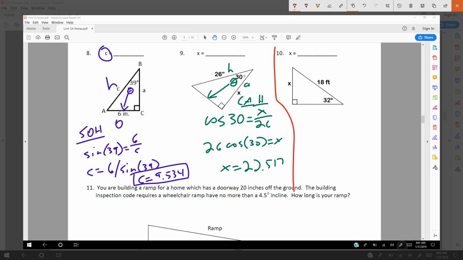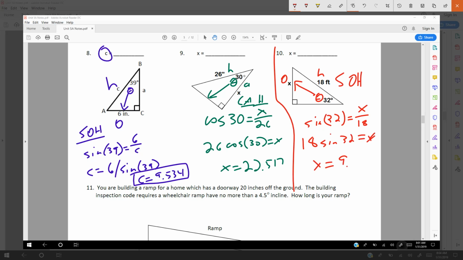All right, so here's my camera. Here's my theta. The one they want is the one opposite, the one across. So that's the opposite, and they give me my hypotenuse. So that's again SOHCAHTOA. So sine of 32 equals opposite over hypotenuse, x over 18. Multiply by 18. 18 sine 32 equals x. So x equals 9.539.